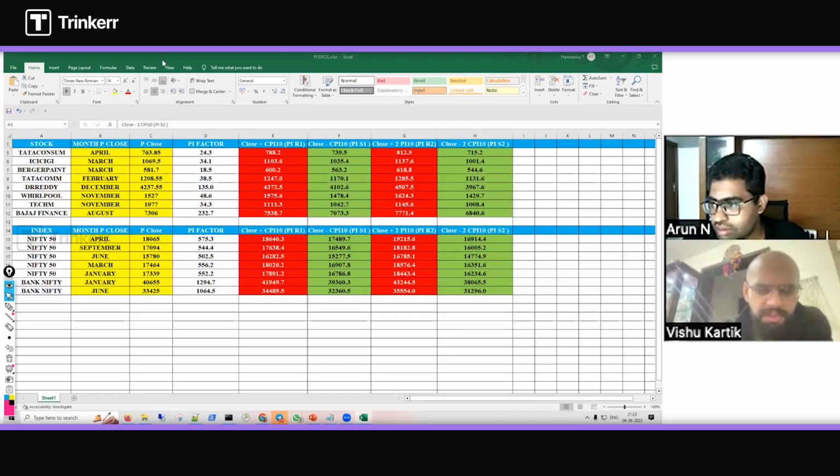Some people joined late, so their queries are there: how to know the pi factor value and how to find the pi factor. I think that is the only query that's repeating. Otherwise, okay, I'll repeat that for the latecomers.